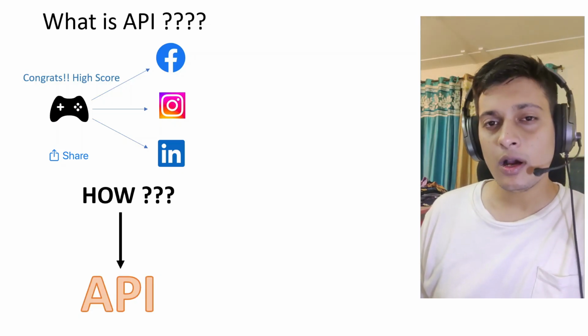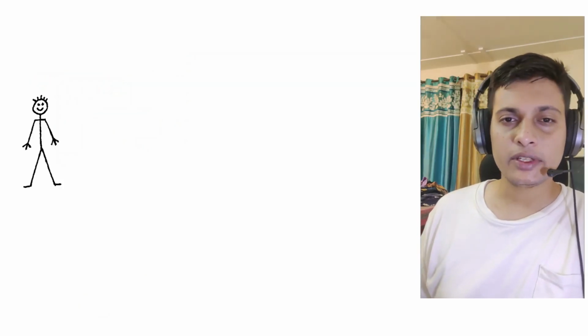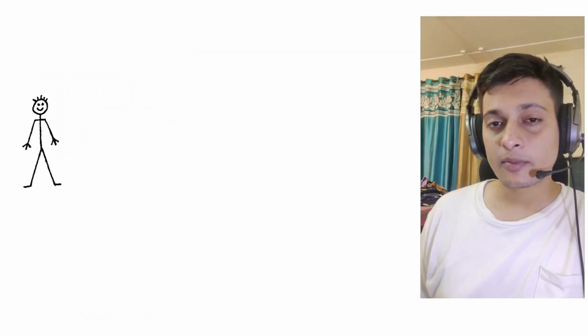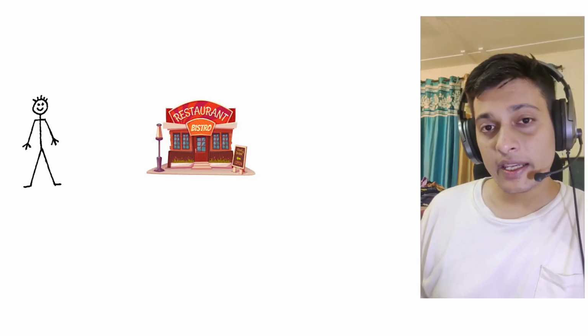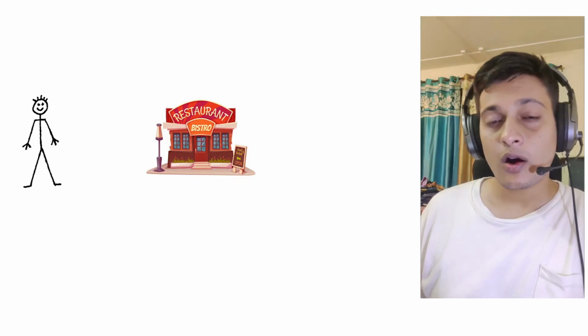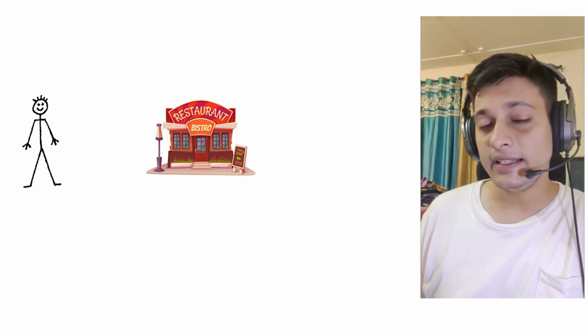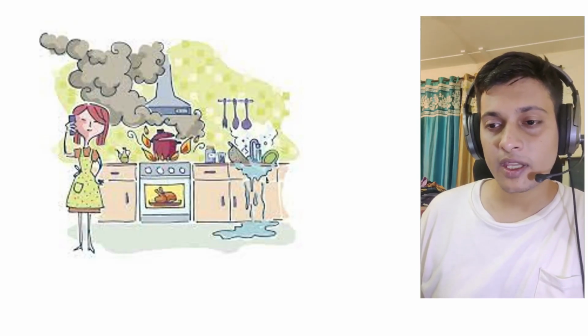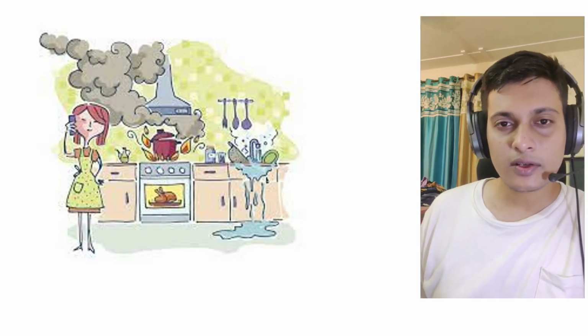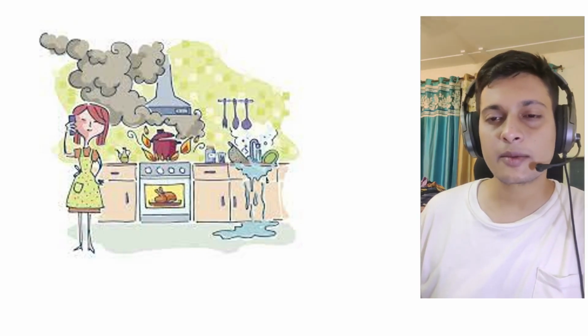Let me give you a bit more practical example. This is me and I want to eat something. What will my basic approach be? Going to the restaurant. After going to the restaurant, what will I do? Will I go inside the kitchen and start preparing my meal directly without saying a single word to anyone? What will be the result? It will be disastrous.